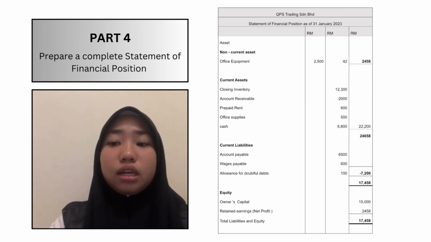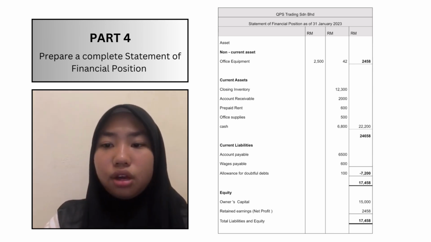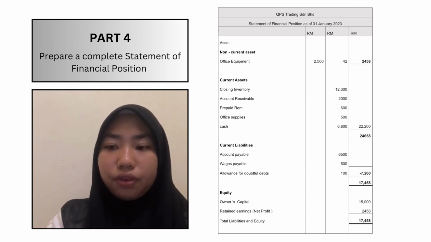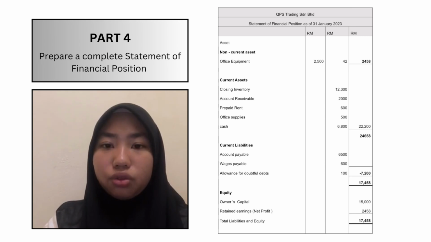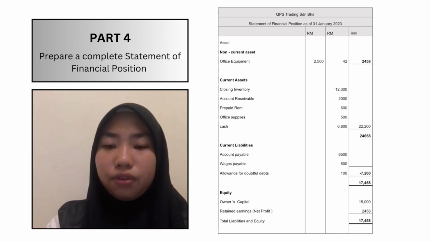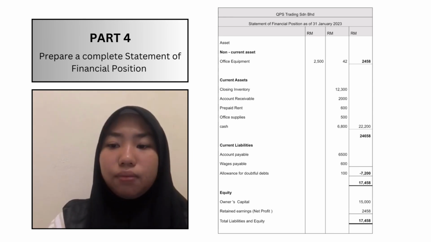Now let's examine the equity section. Owner capital is 15,000 ringgit. Retained earnings, which include the net profit of 2,458 ringgit, bring total equity to 17,458 ringgit.